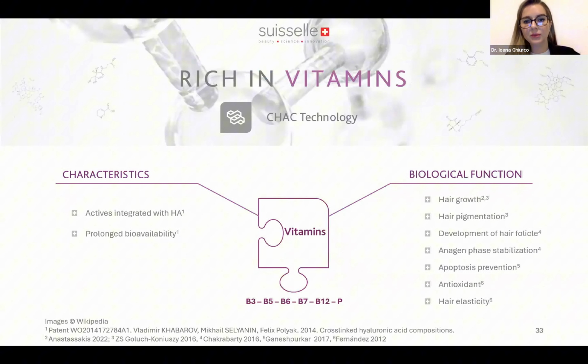So the vitamins, what will they do? There are multiple vitamins, so we will have multiple beneficial effects on the hair metabolism and hair growth. We can obtain improved hair pigmentation and development of the hair follicle. But not only this. They also have an antioxidant effect. It will improve hair elasticity. It will also stabilize the anagen phase and prevent apoptosis.